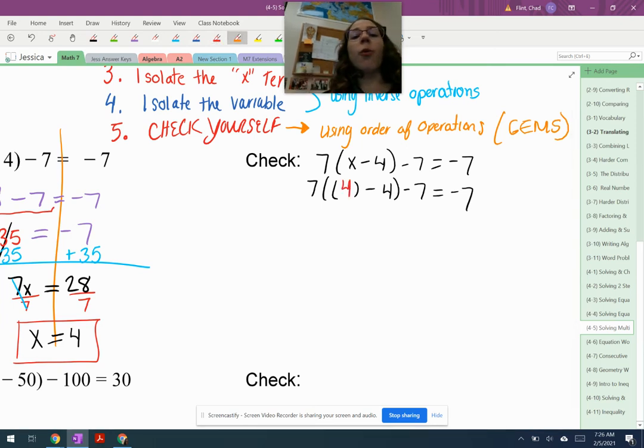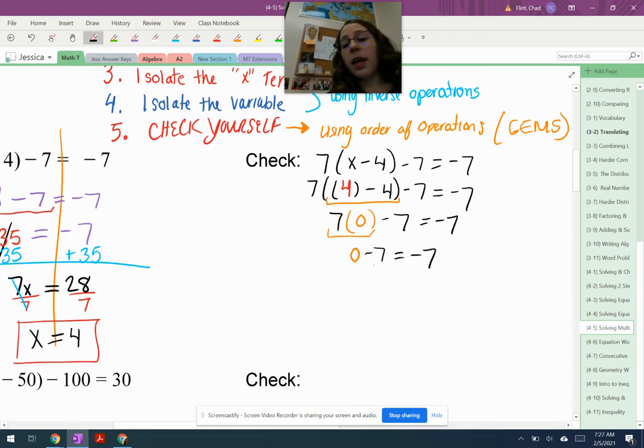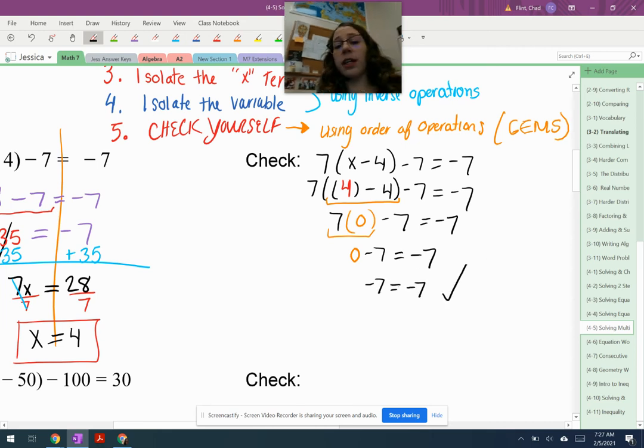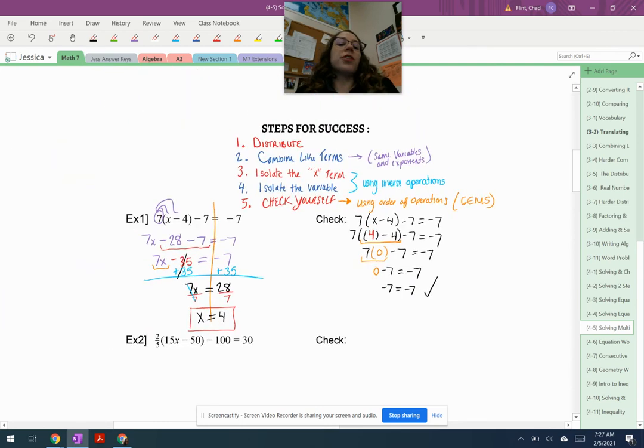And again, we're following order of operations here. So order of operations says groupings come first, which would be here. 4 minus 4 is just 0, so nothing really fancy there. Multiplication comes before any subtraction, so 7 times 0 turns into 0. Minus 7. And finally, 0 minus 7 is just plain old negative 7, which is equal to negative 7, which does check out, which proves our answer is muy bien.